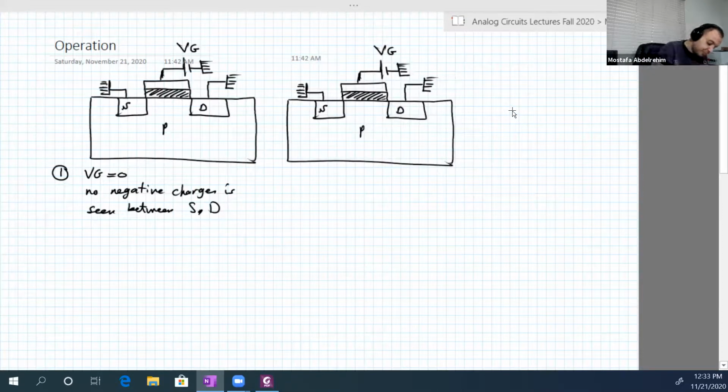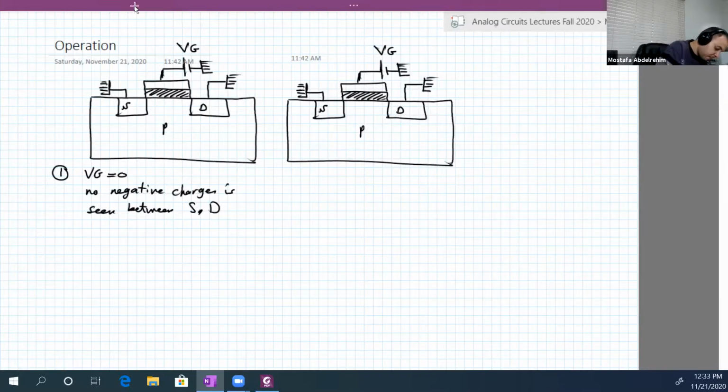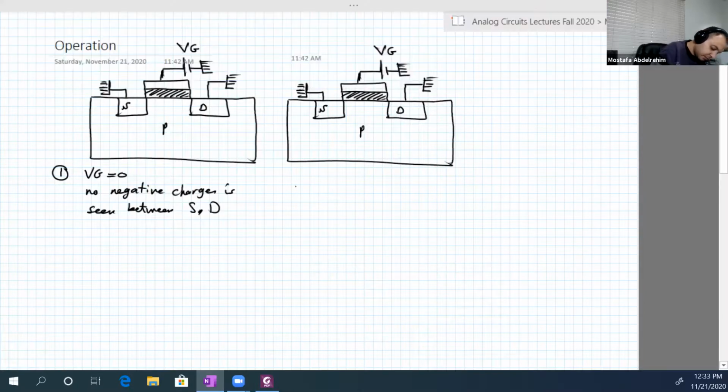Number two, we're gonna increase VG a little bit. In the beginning, at very low values of VG, it's positive. I mean, we increased it, but with very low values. So what will happen first is that the holes will go away from the channel or the region between the source and the drain, and only negative ions will be there.